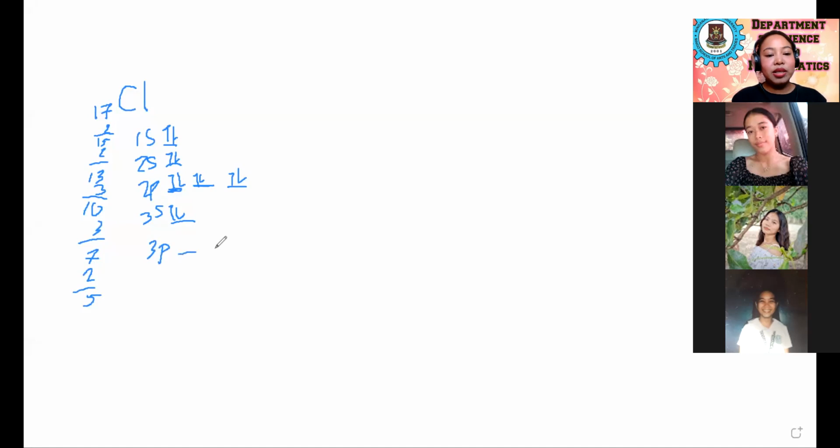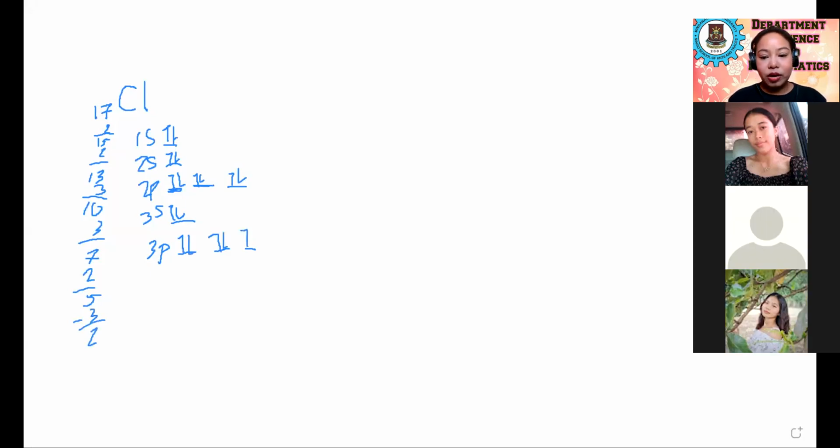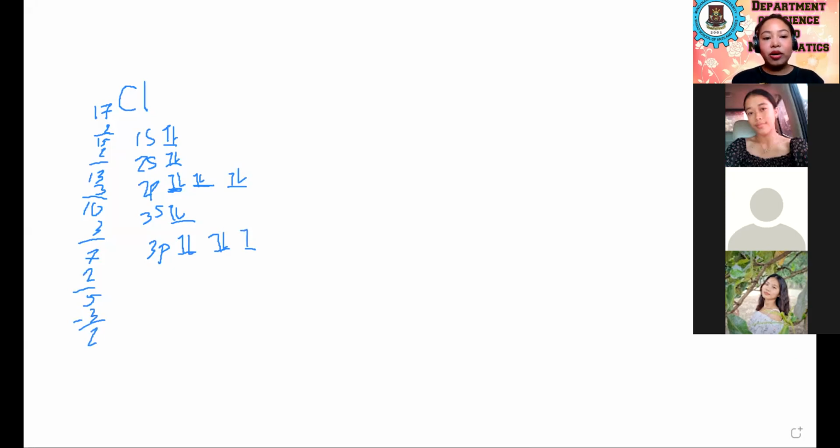Which has 3 degenerate orbitals. Since we have 5, we put one in each first. So 1, 2, 3. Minus 3, we are left with 2. It means two of the degenerate orbitals have a pair, and one does not. So this is how we write the electronic configuration. Understood? Yes, ma'am. That is according to Hund's rule.